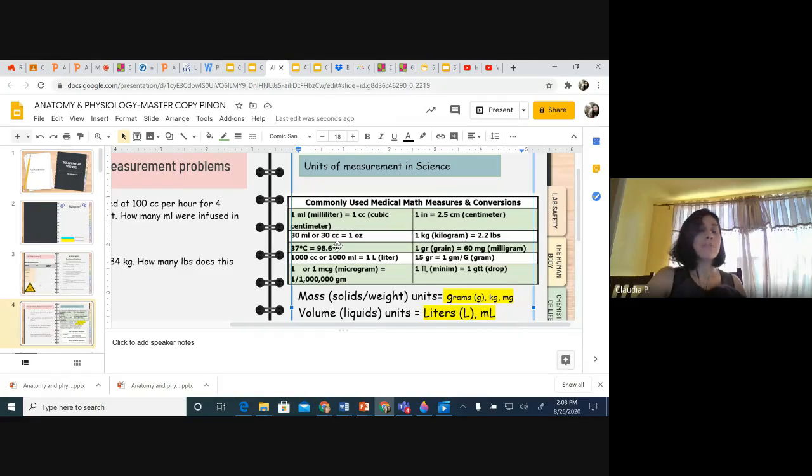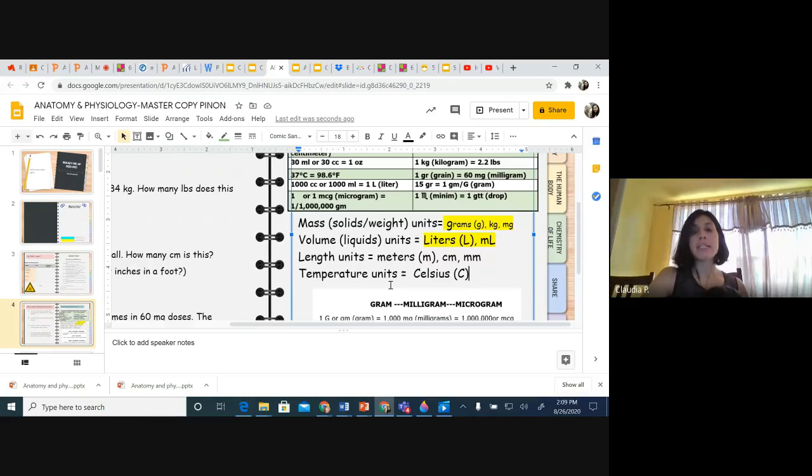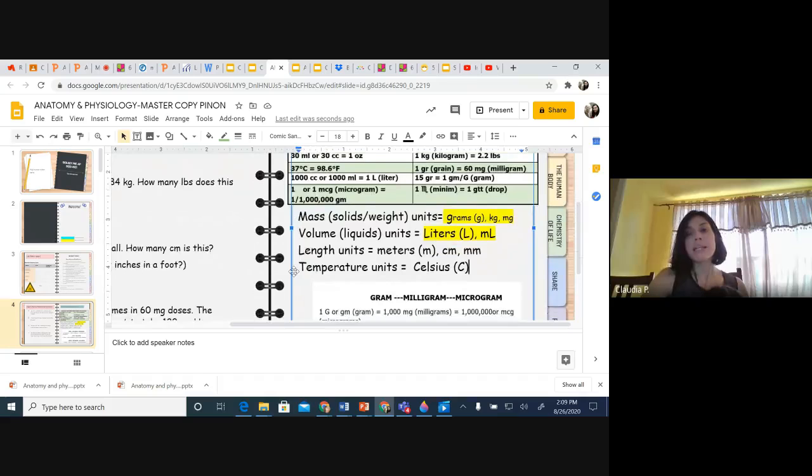Because we think of these high numbers because of Fahrenheit. So when you go into medicine, here in the hospital they'll still measure that in Fahrenheit because it's so often used, but Celsius is the correct measurement. So 37 degrees Celsius is equivalent to 98.6. So we want to use Celsius in science because that's the metric unit, okay?